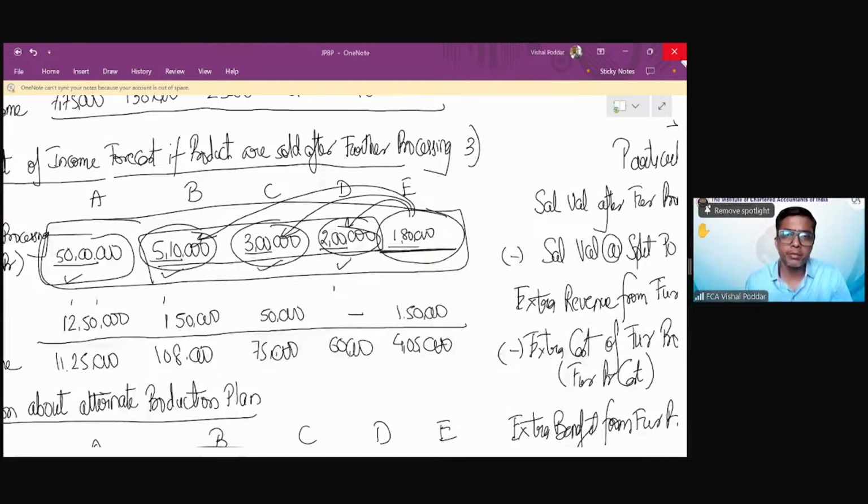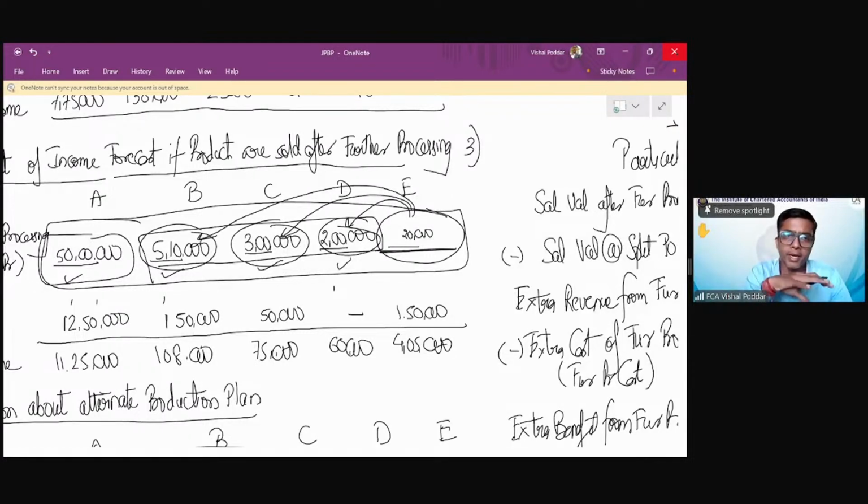Had the sale value of E been 20,000, now I will say, sorry boss, as compared to my joint products, the sale value of E is very less, very nominal. So nominal means less.